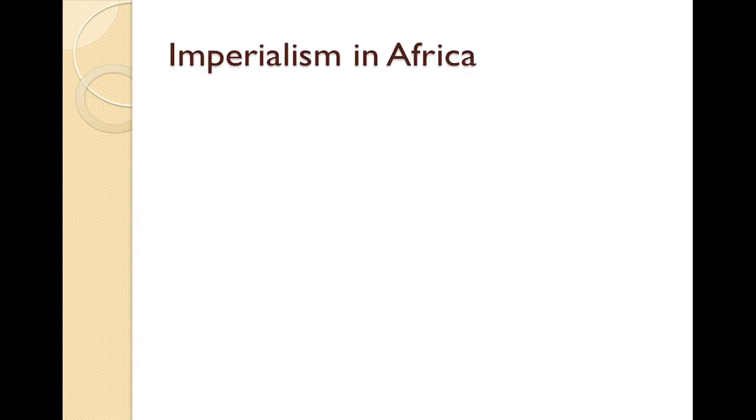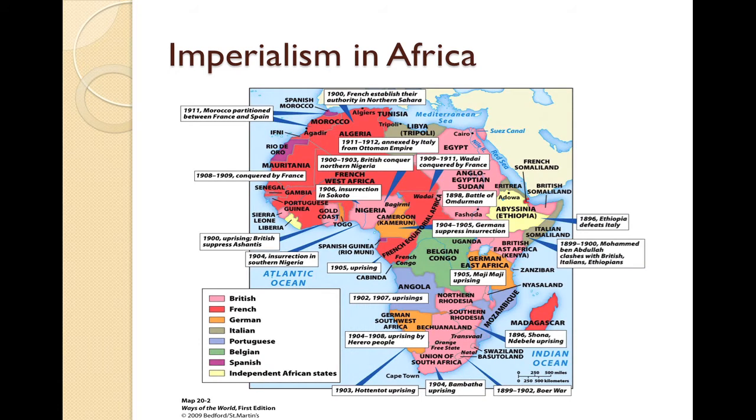Imperialism also extended to Africa. On this slide, you can see a map of Africa split up by which country controlled each part of Africa. And the countries represented are the British, the French, the Germans, the Italians, the Portuguese, the Belgians, the Spanish. If you look at the colors, most of Africa is either French, that's this red color here, or pink, which is controlled by the British.